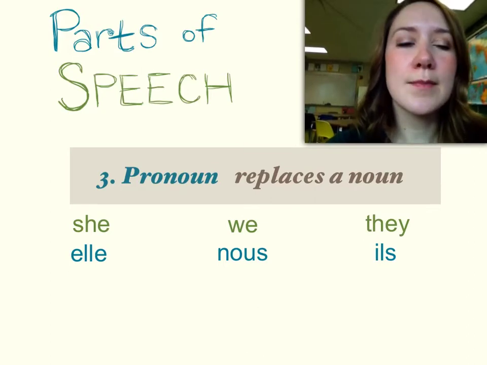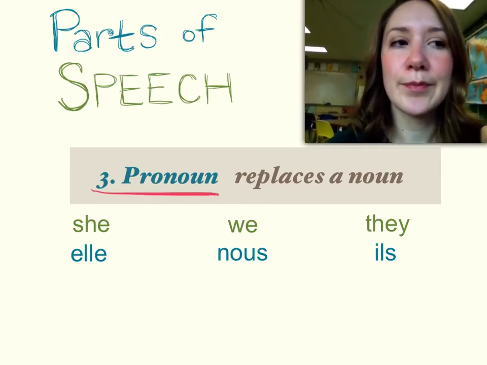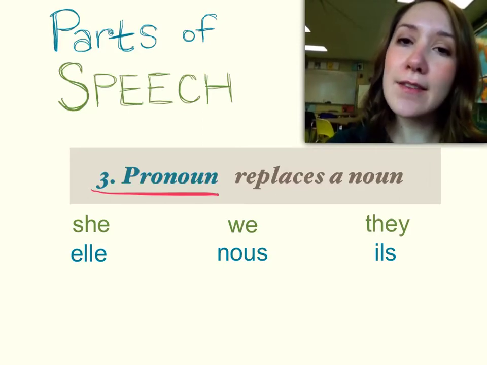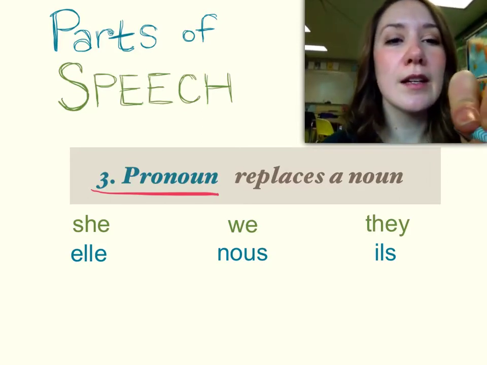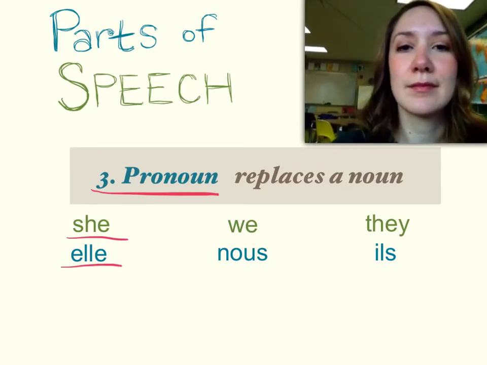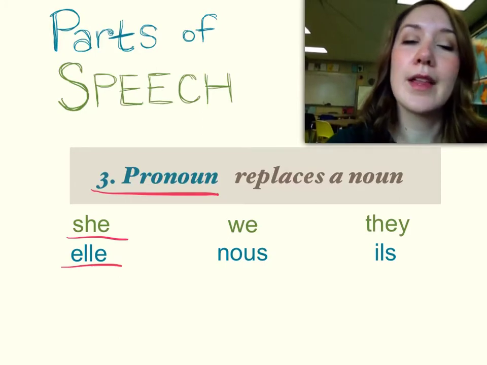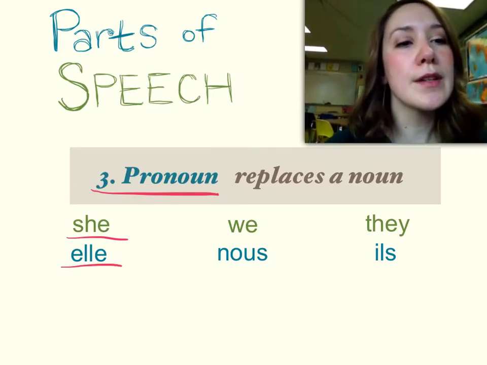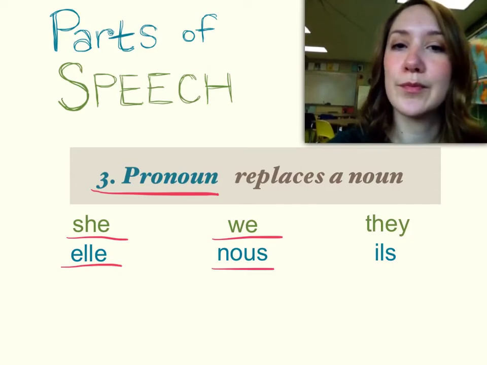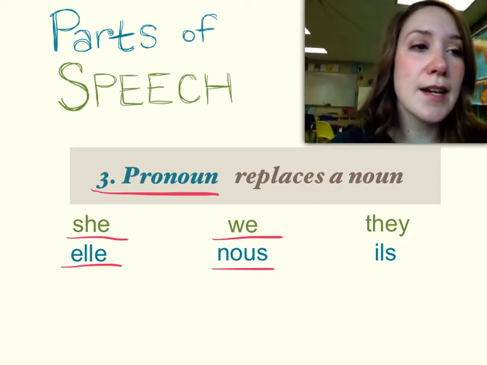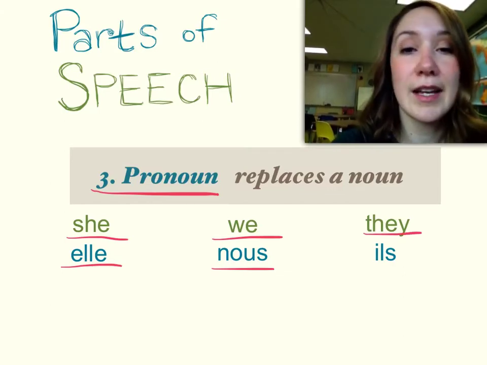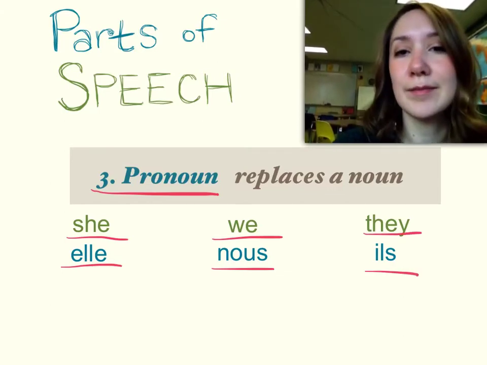The third part of speech is the pronoun, and it replaces a noun. So instead of saying the student, we could say she. In French, elle. Instead of saying the people in this classroom, we could say we, or in French, nous. And instead of saying the pencils, we could say they. In French, ils.